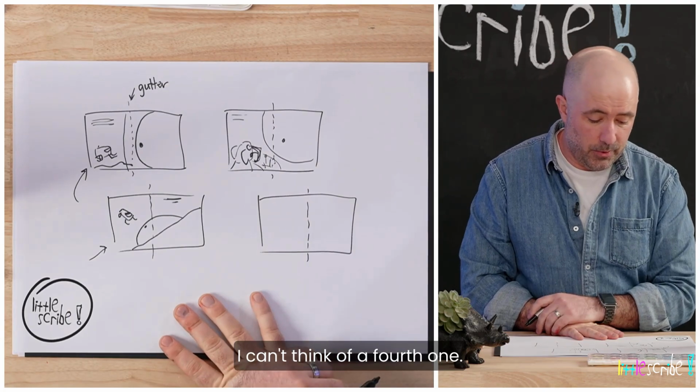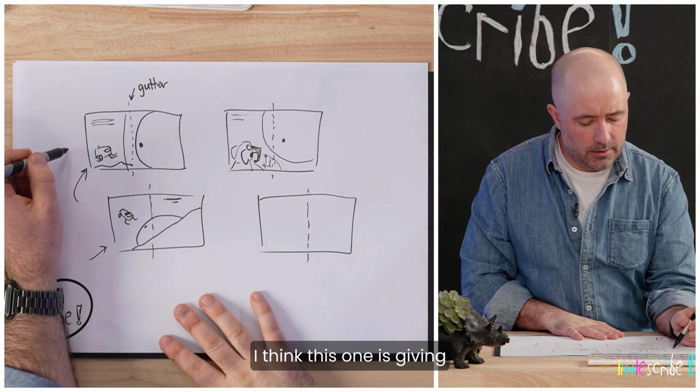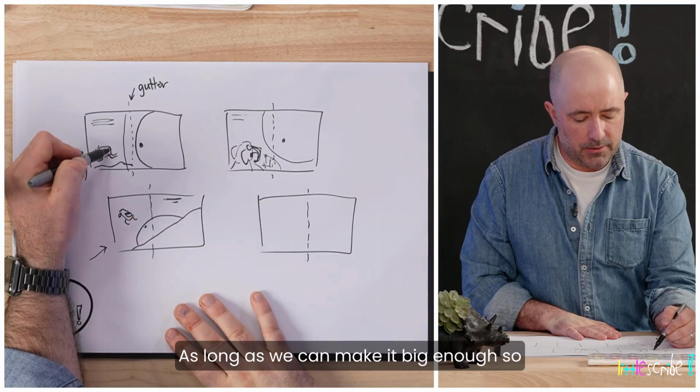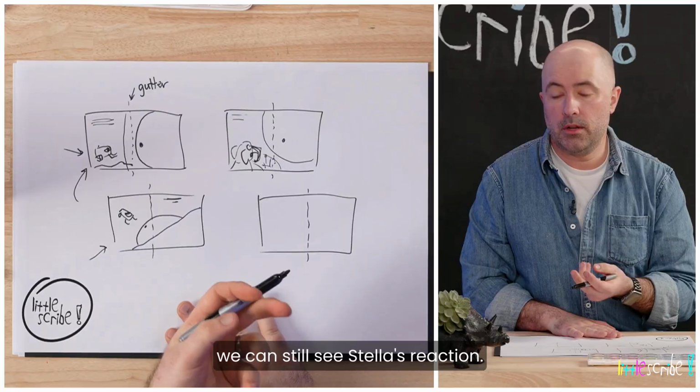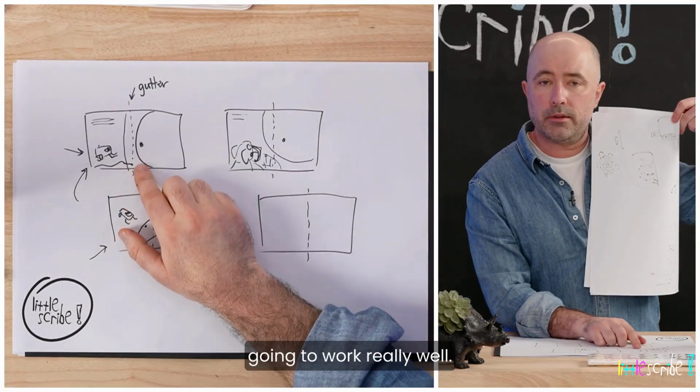I can't think of a fourth one. I think those three examples are great though to start with. I think this one is giving me the most drama. Yep, no, I agree. As long as we can make it big enough so we can still see Stella's reaction. I mean, we did get a bit of her reaction in the earlier picture, but I think this one's going to work really well. Yeah.